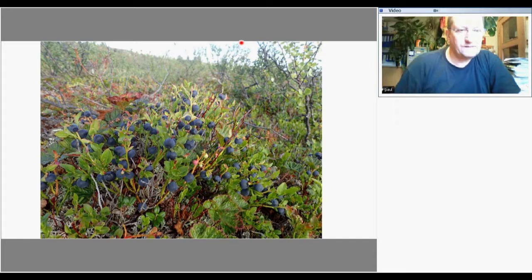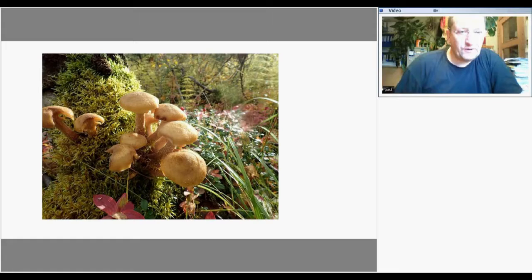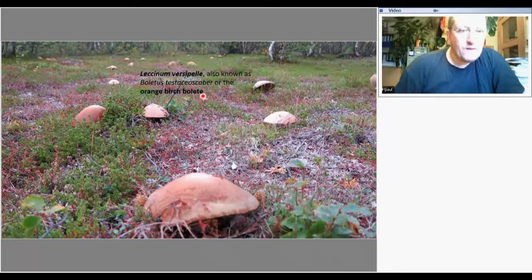So here you see this beard lactarius. It's a nice mushroom that is edible. Another honey mushroom type. And then we have the bolete, which is suddenly popping up.